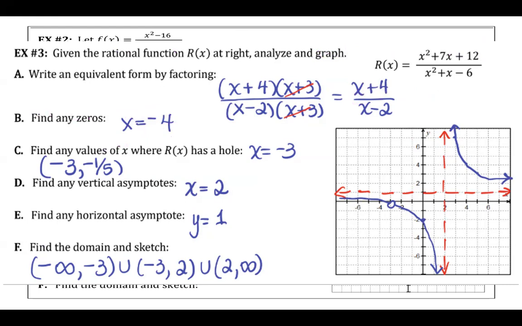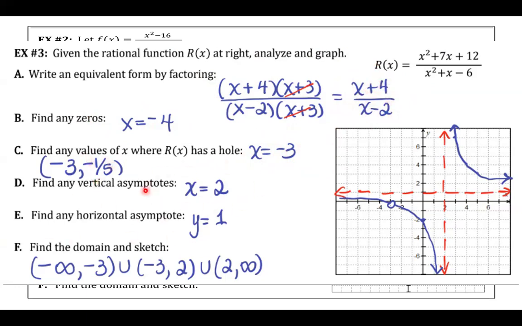All right, so your factored form should have been x plus 4, x plus 3 in the numerator, x minus 2 and x plus 3 in the denominator. You have x plus 3 in the numerator and denominator, so that's going to be our hole, right? So we found our zeros. Your zeros, what's left in your numerator? Left in my numerator is x plus 4, which gives my zero at x equals -4. Find any values of x that have a hole. My hole is at -3. You take that value, you plug into your reduced equivalent form, and that's how we get the -1/5.